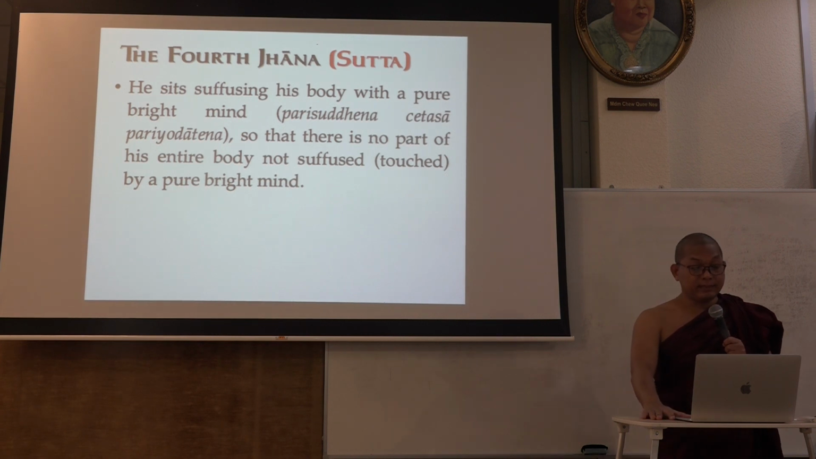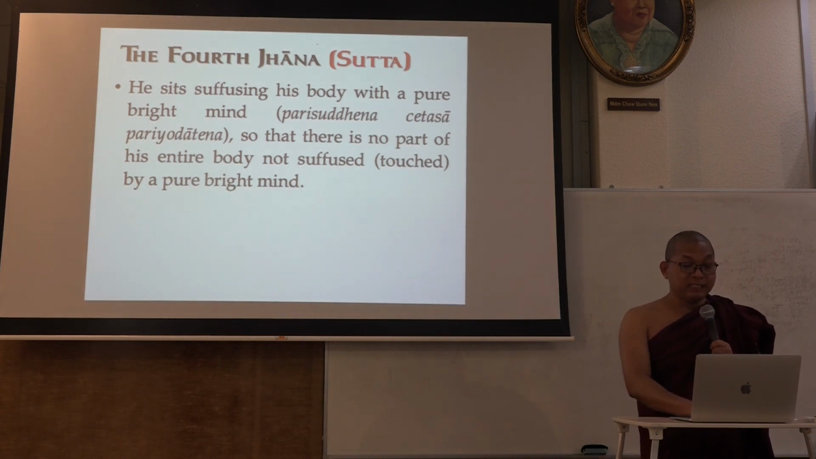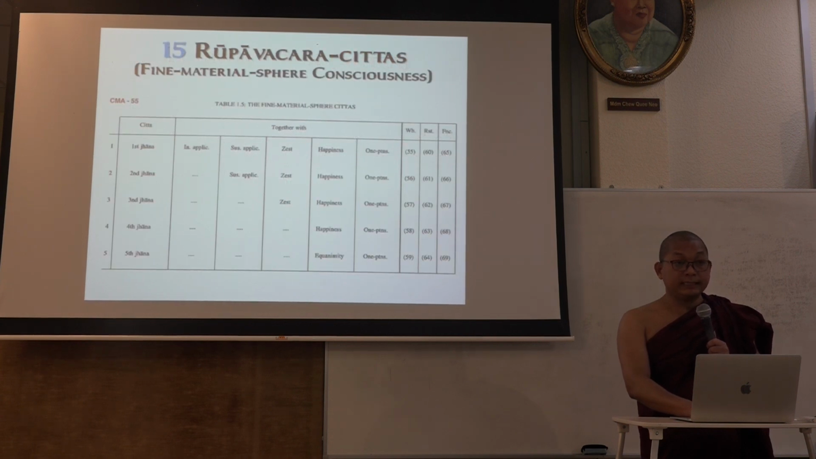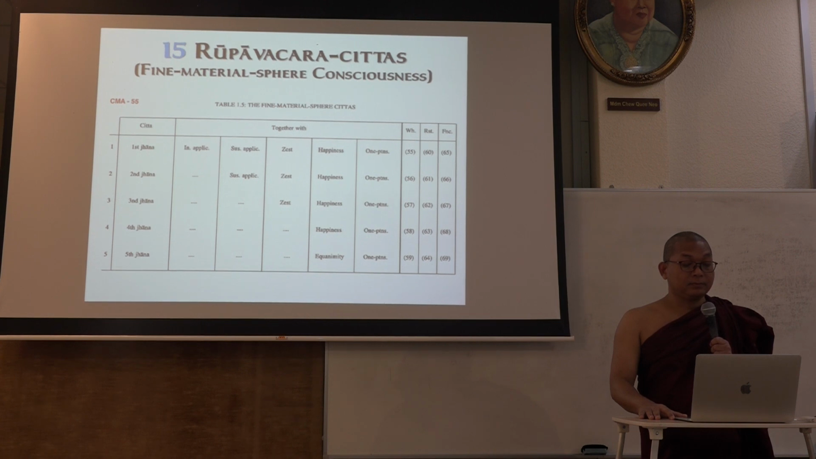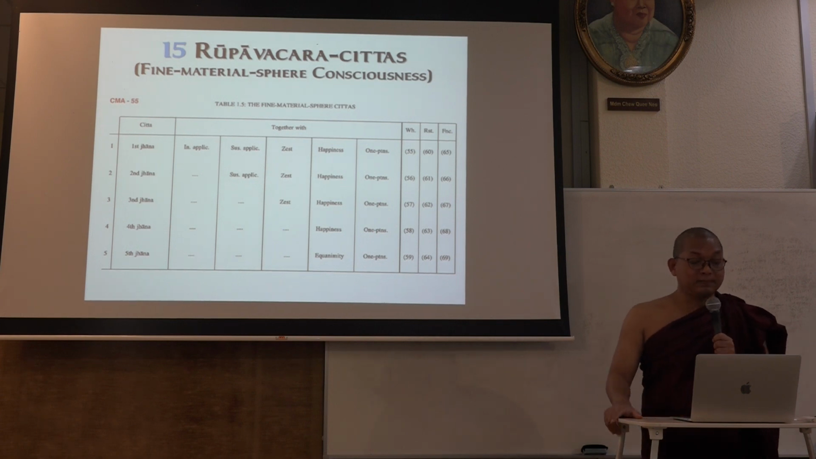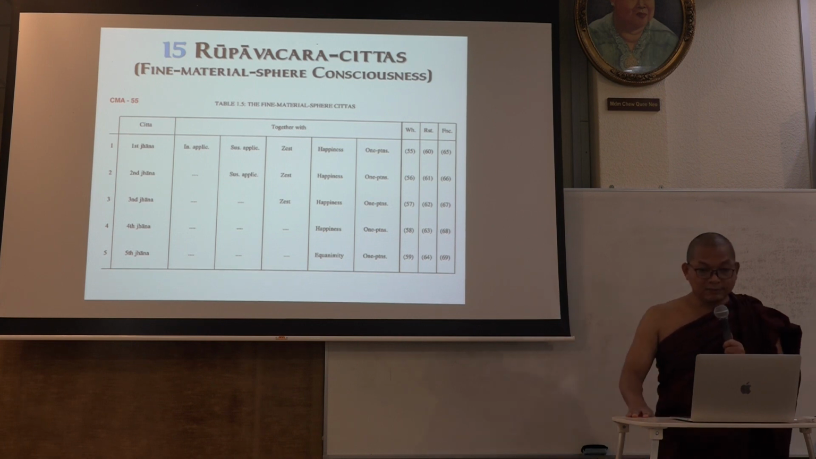Okay, no more questions. Now we finish Rupa Vachara Chetas. We call it five material consciousness. So we have five jhanas according to Abhidhamma: the first, second, third, fourth, and fifth jhana. And we have five wholesome consciousness, five resultant consciousness, five functional consciousness. Altogether 15, right? Page number 55.